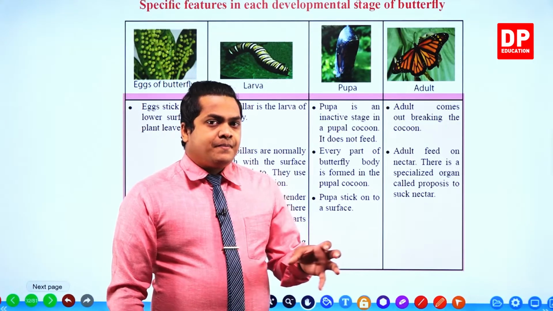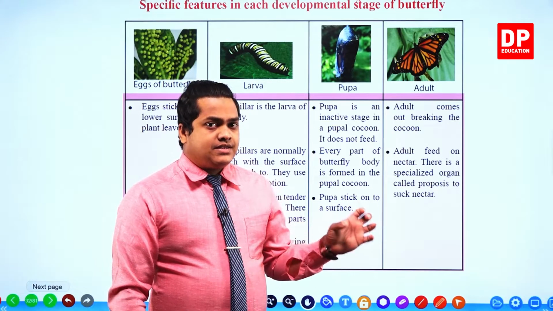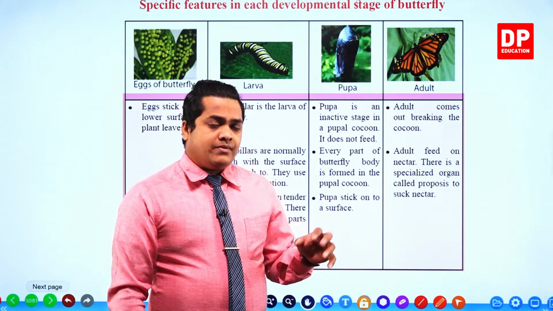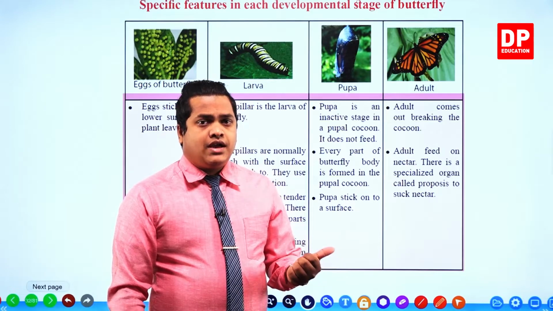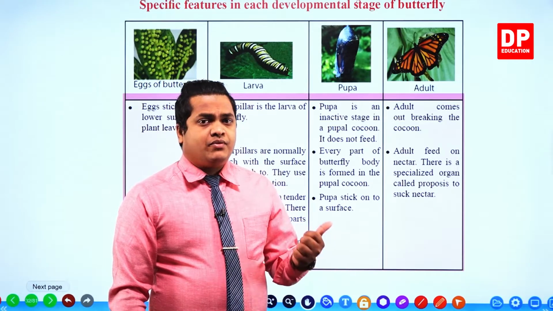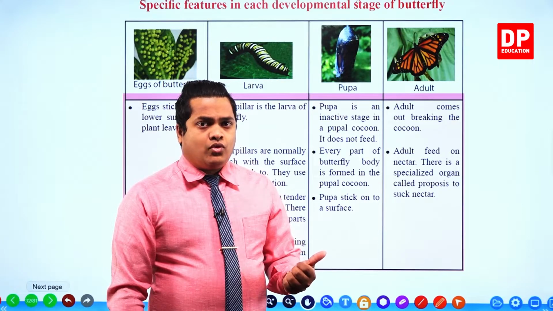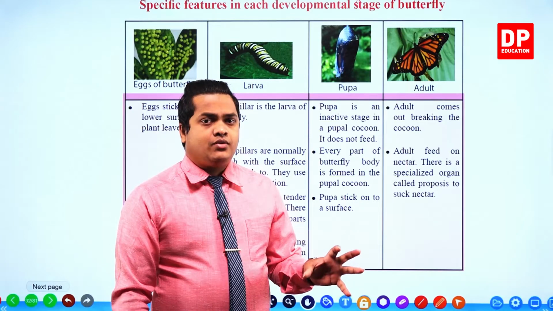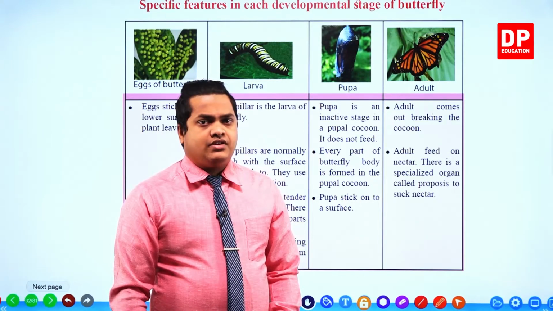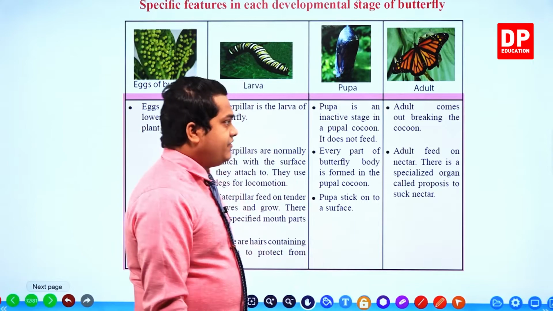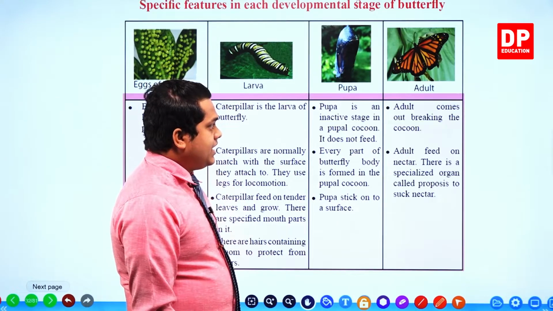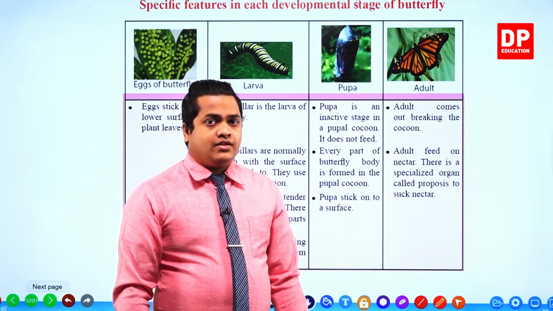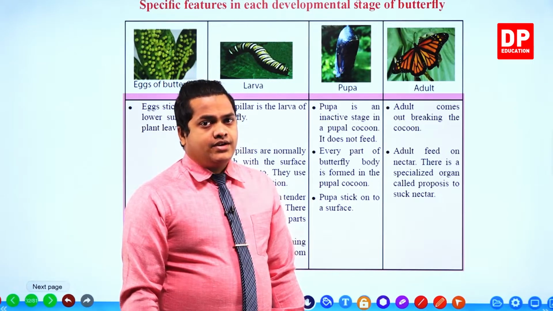So my dear children, in this third stage, the cocoon stage, almost 100% of the adult butterfly is getting developed within the cocoon. The organism inside the cocoon is the one getting converted into an adult butterfly after the larval stage. Then the final one, butterfly. Adult comes out, breaking the cocoon. So by breaking or bursting the cocoon, the adult comes out.